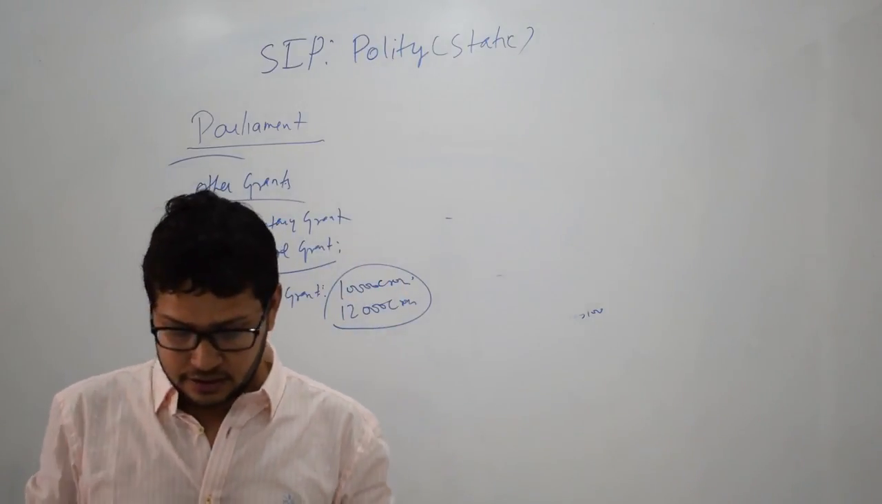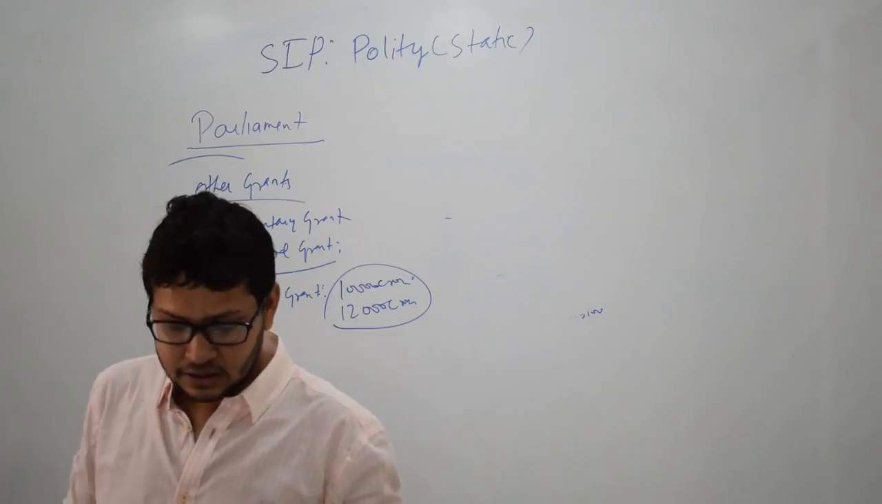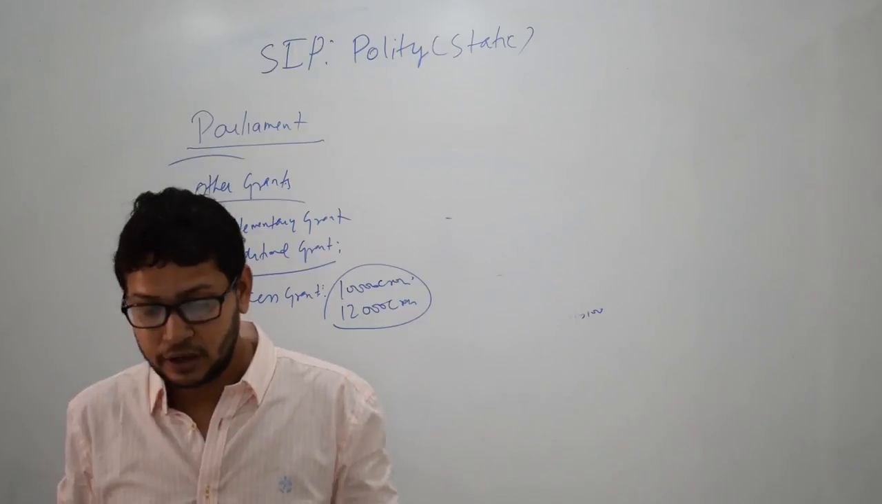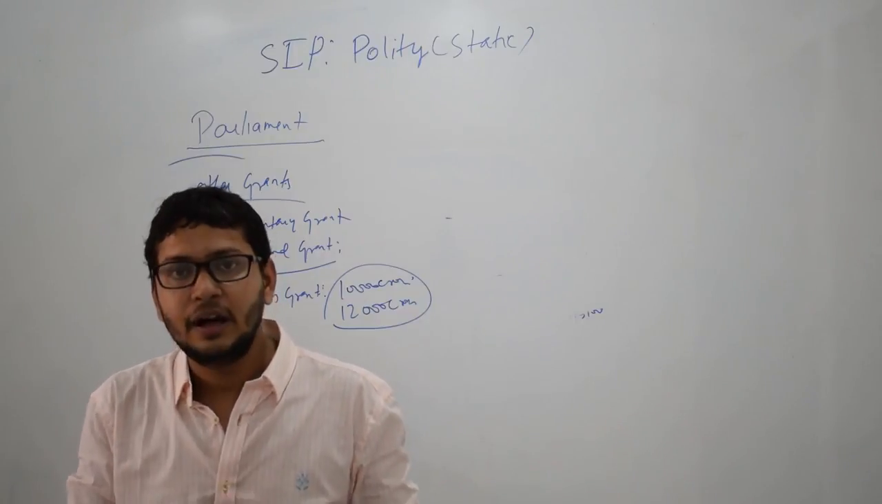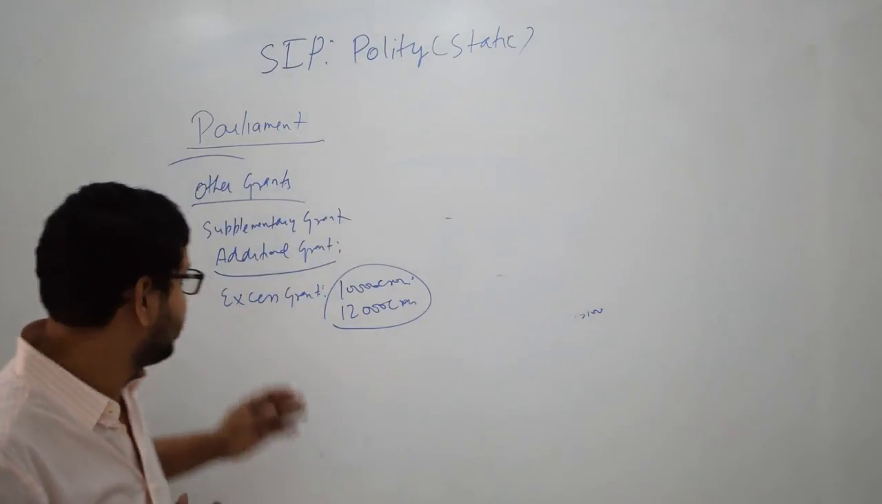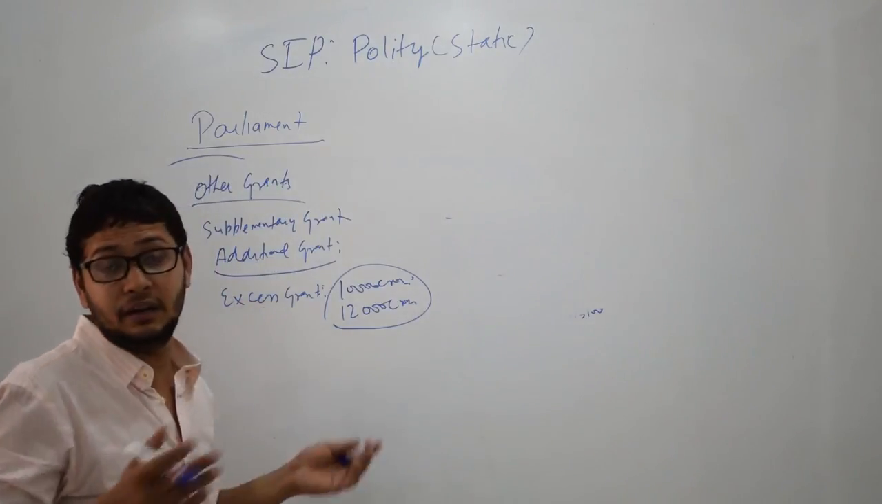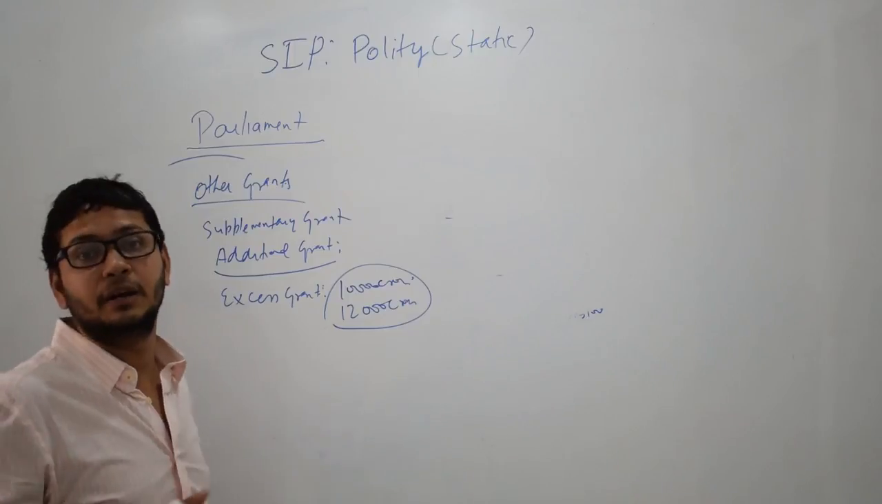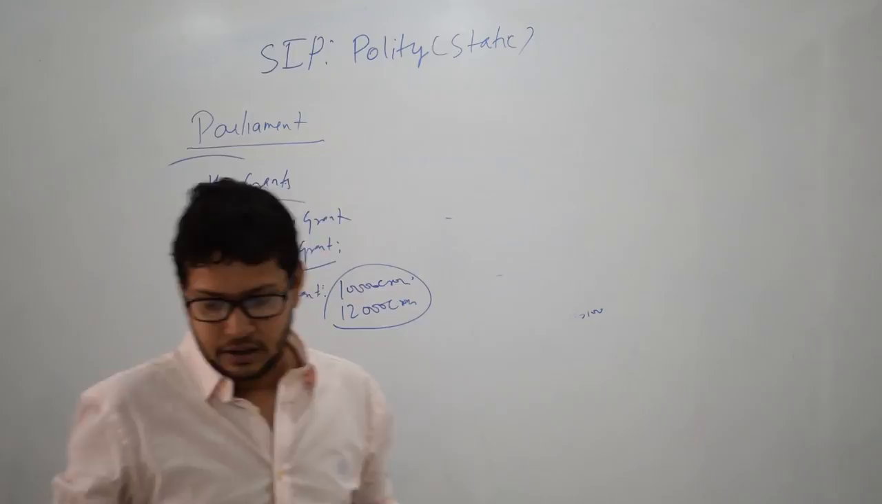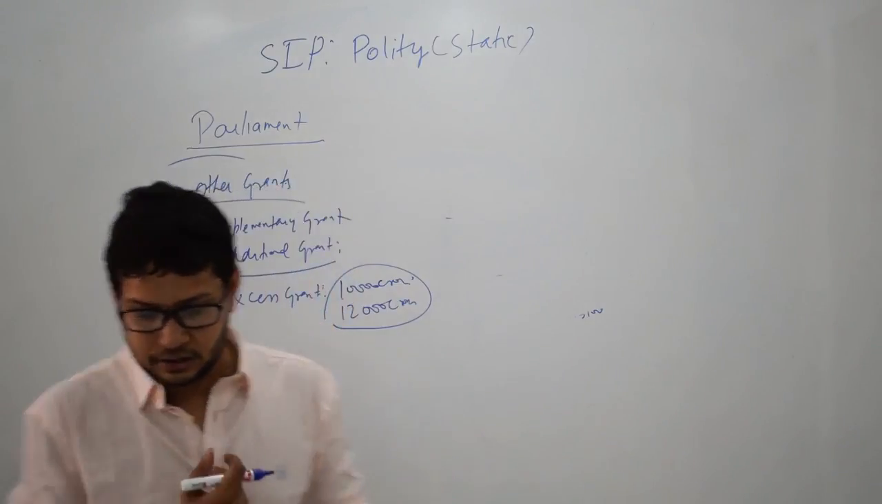And a trivia here is that before the demand for excess grants is submitted in the Lok Sabha for voting, it must be approved by the Public Accounts Committee of the Parliament. So before you can put this motion for voting in the Parliament, you need to have prior permission from the Public Accounts Committee. Next is exceptional grant.